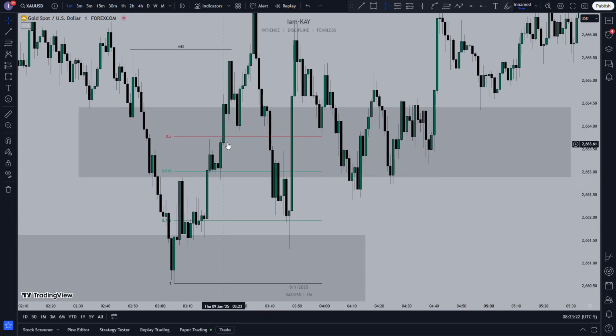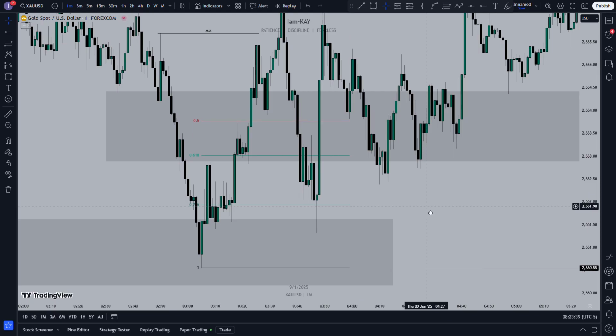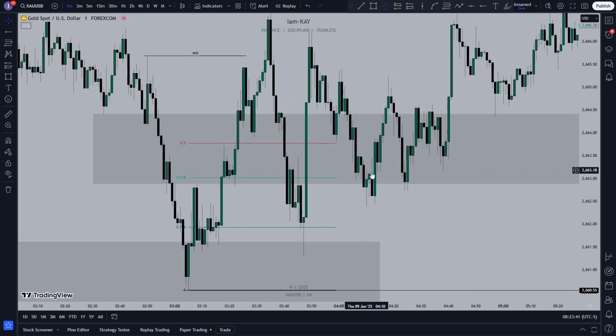So we have this area of interest here, around this area here. But then this is the low that I'm going to put my stop loss. So I want my entry to be as close as possible to this stop loss here, because I can't put my trade in on my stop loss. And I want to buy at a discounted price, a very discounted price.